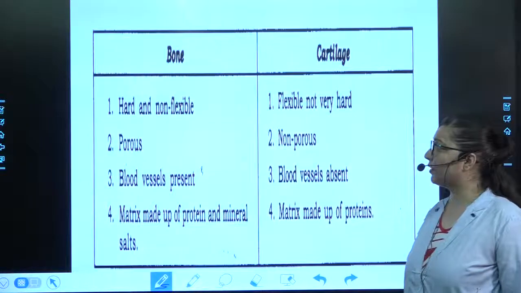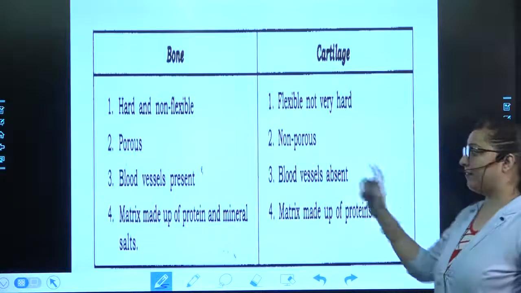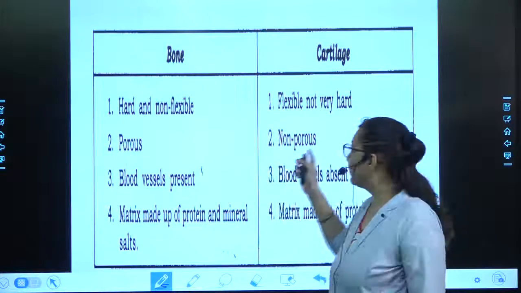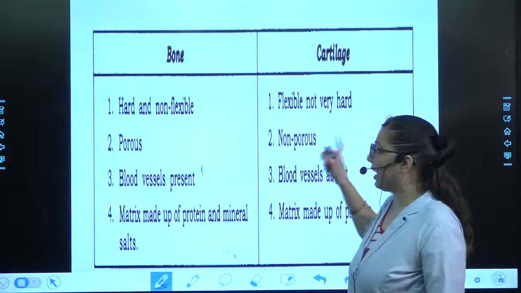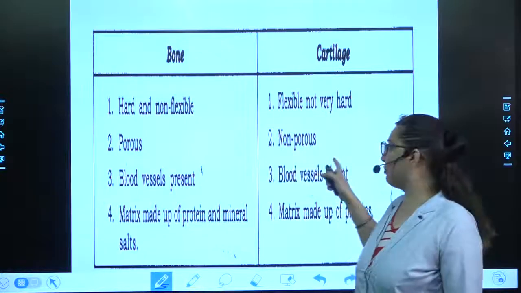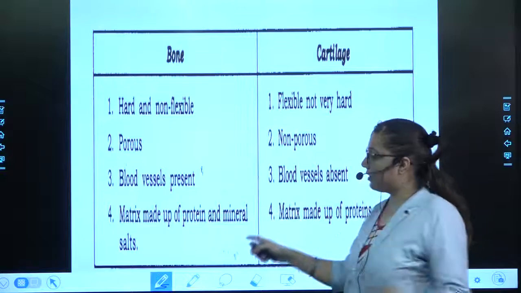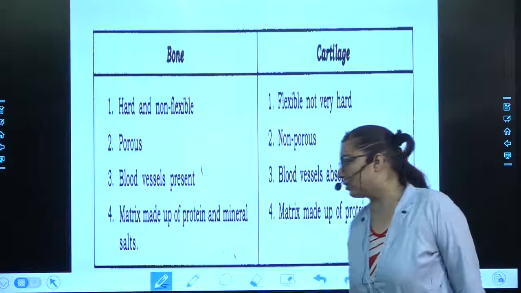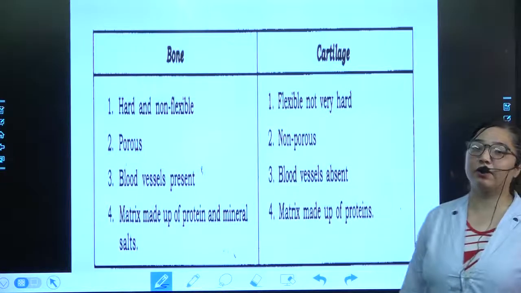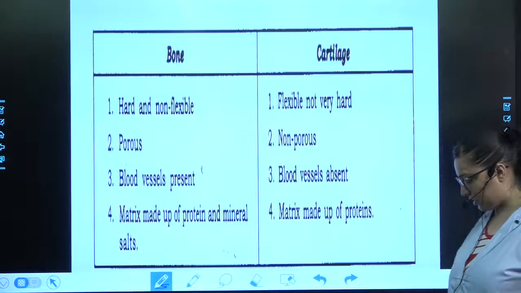Okay, this is about the difference between bone and cartilage. Bone is hard and flexible. Cartilage is soft, flexible and not very hard. Bone is porous, cartilage is non-porous. Here blood vessels are present, here blood vessels are not present. What is its matrix made up of? Protein and salts. Here it is only made up of proteins.